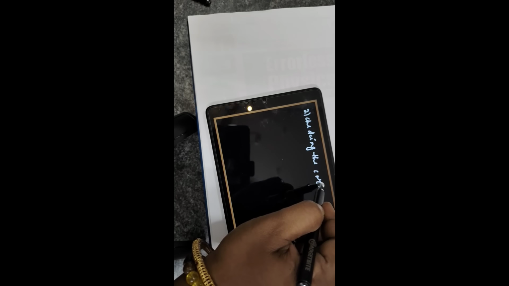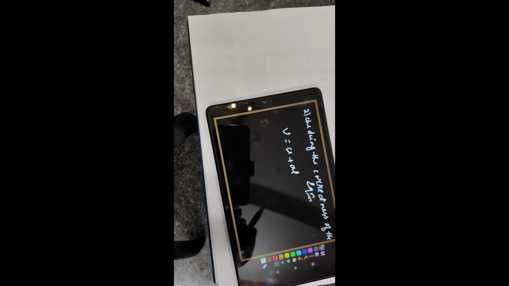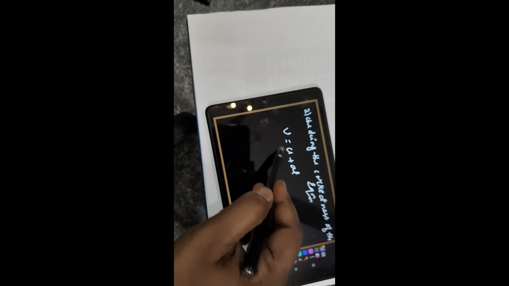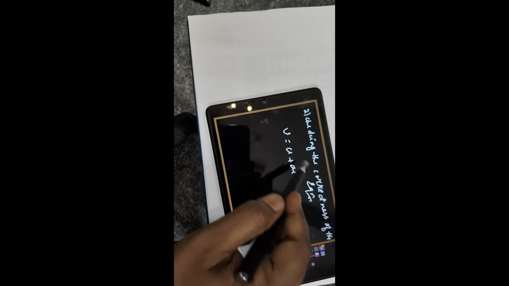Correctness of the equation. So here let us take one equation, v is equal to u plus at, a simple equation. I will take the mechanical equation. So each one of the physical quantities we have to solve.